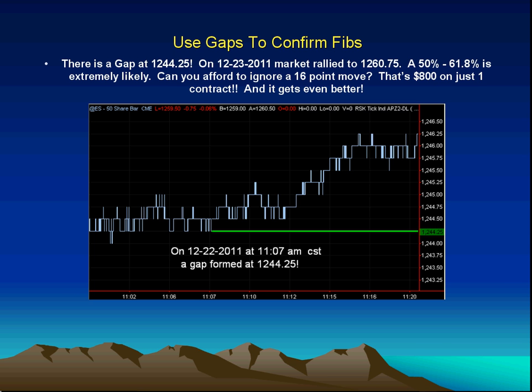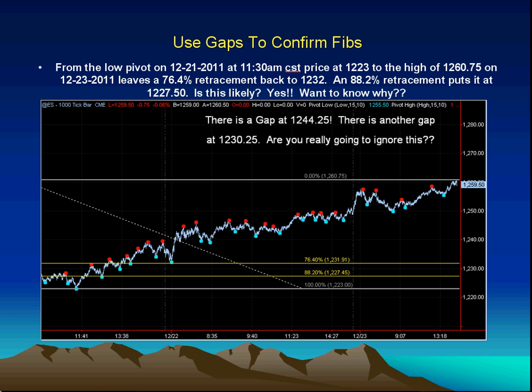Well, guess what? It gets even better. If you look at the low on 12/21, which happened to have occurred at about 11:30, the market moves from that low all the way up to 1260.75. So a 76.4% retracement would bring the market down to about 1232. An 88.2% retracement brings it down to about 1227. Is it likely? Yes. You want to know why?